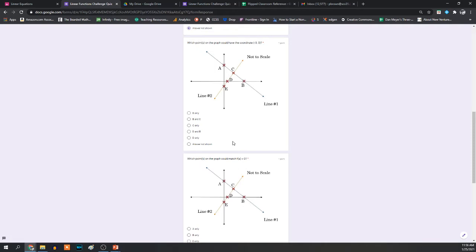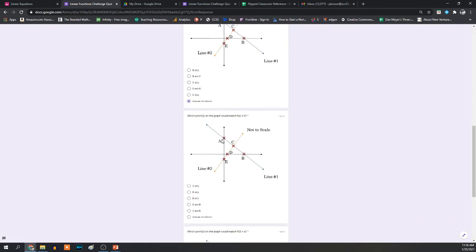Which points on the graph could have the coordinate negative 3, 0? None. Here's why. Negative 3, 0 is an x-intercept. We have two x-intercepts, but they're both positive. This is a negative x-intercept, so answer not shown.